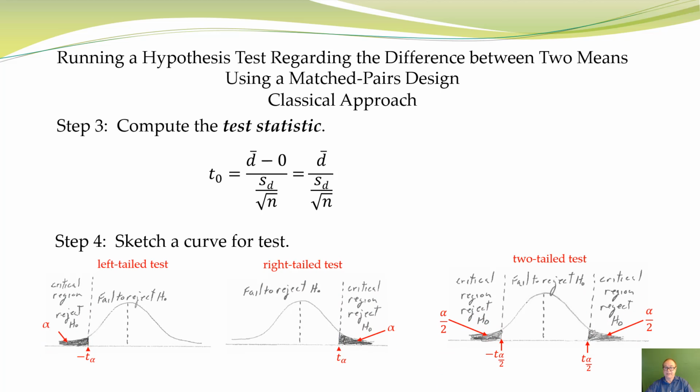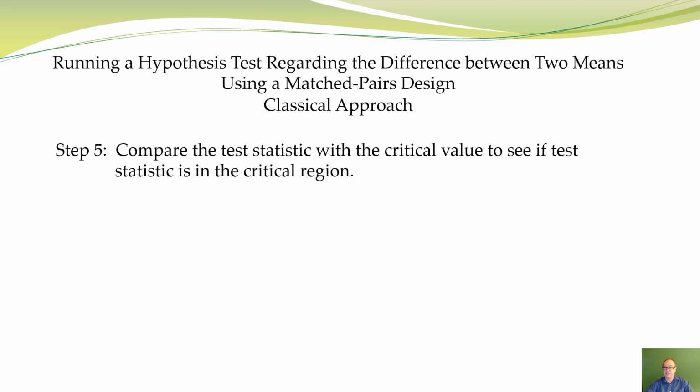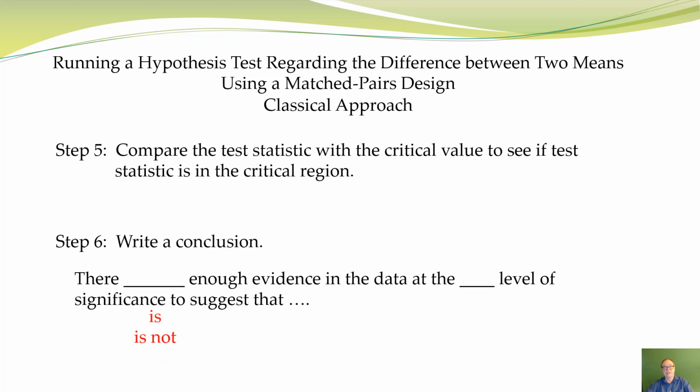Sketch the curve. The curve sketch would be the same that we've been using for all of our hypothesis tests. Left, right, two-tailed. Compare the test statistic with the critical value to see if the test statistic is in the critical region. Write the conclusion. These are the same as what we've been doing all along.